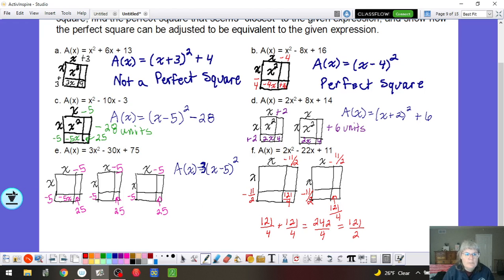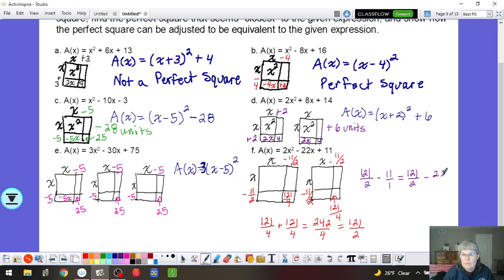So what I'm going to do is take the 121 over 2, and I'm going to subtract 11. And if I subtract 11 and I have a positive number, that means I have too many, and I will have to subtract. Now, in order to do this subtraction, I need a common denominator, which is going to be 2.